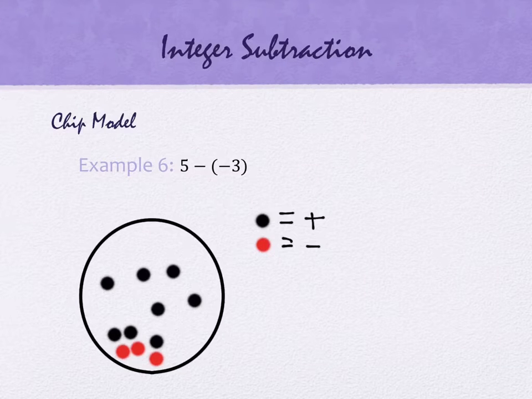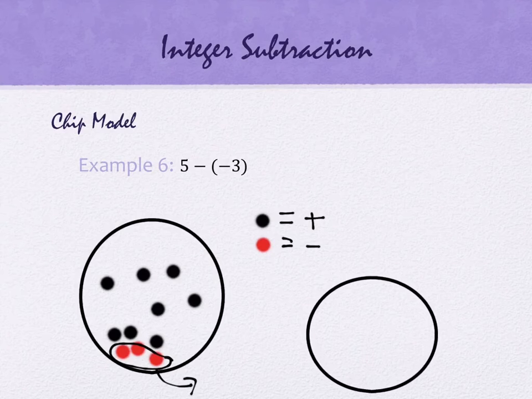The circle is still equal to 5, isn't it? Right now, there's still only 5 in this circle because those 0 pairs cancel each other out. But now this circle has the ability for me to remove 3 negatives, and I can. So I'm going to take these 3 negatives out. And if I take those 3 negatives out, I'm left with a circle that has how many positives in it?